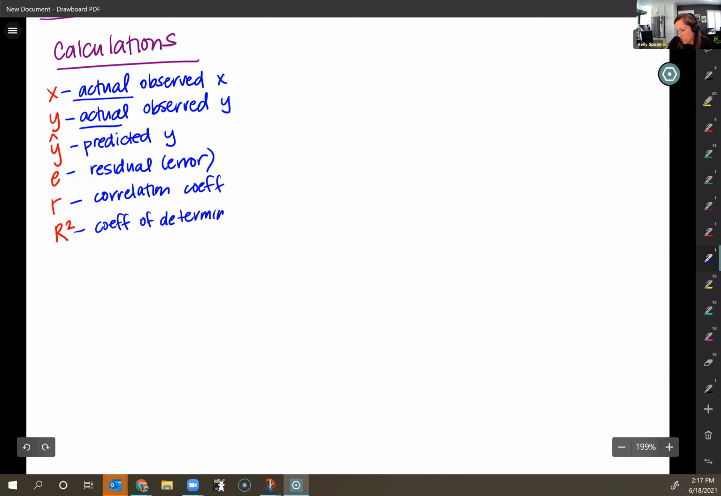So in terms of the calculations here, you are never going to be asked to calculate X. X is always going to be something that you're just given. I'm going to tell you what someone's pretest score was. I'm going to tell you what the temperature was, whatever it might be. This will always be given. There's no work for you to do for that X.